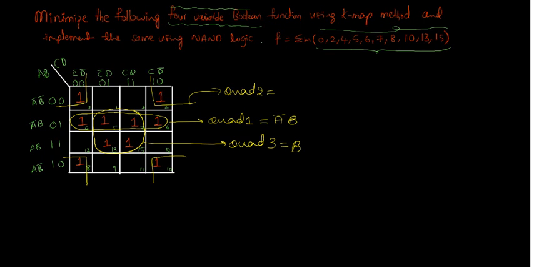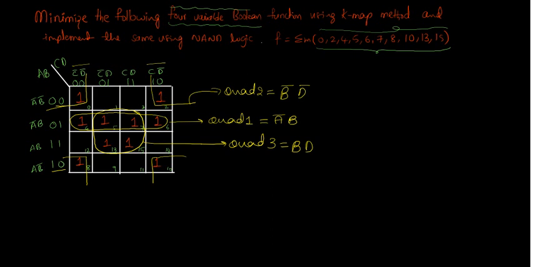Then it is also covering 2 columns, that is C bar D and CD. That means C is changing, D is fixed as D. Now quad 2 is covering 2 rows, that is 0 0 and 1 0. So B is fixed as B bar. Next, look at these 2 columns, C bar D bar and C D bar. So the fixed one is D bar.